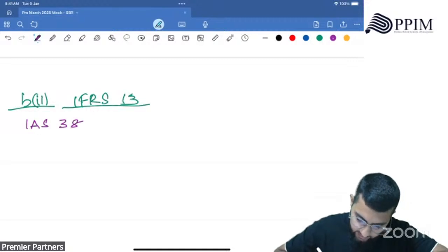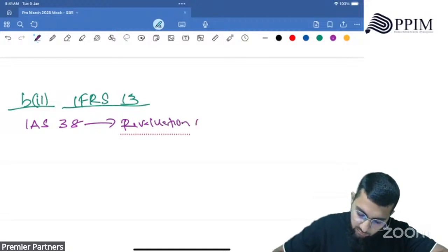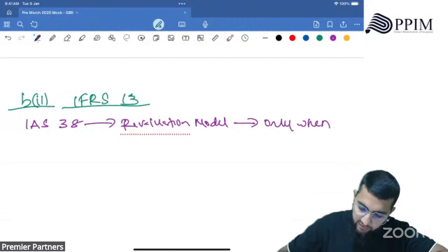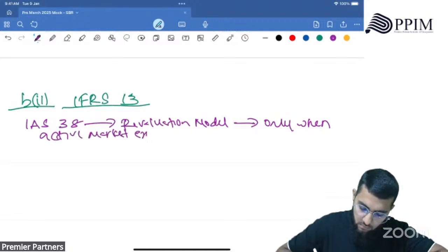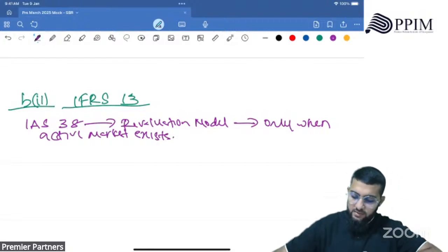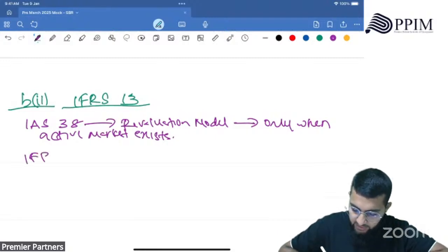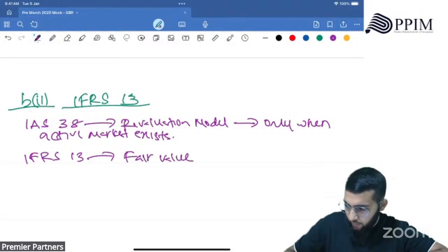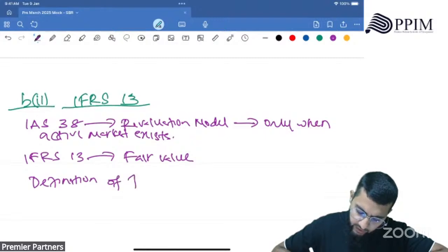IAS 38, revaluation model. That's when you need fair value, right? Model only when an active market exists. IAS 38 says revaluation model only when an active market exists. And when there's an active market, you'll be using IFRS 13 to measure fair value. So bring in a quick definition of fair value.